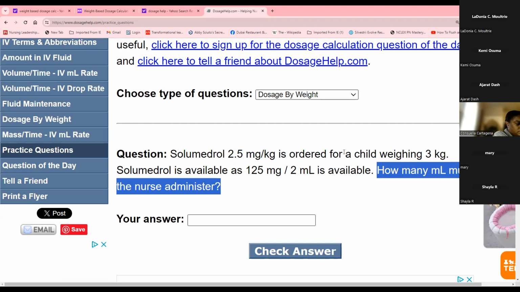If it's in pounds, how are you going to take it to kilograms? You're going to divide or multiply? Divide. Okay. Just want to hear you guys say that. Make sure everybody knows that. All right. So now you should write down the ordered dose, which is 2.5 milligrams per kilogram, the weight, which is 3 kilograms, and then what you have available, which is 125 milligrams per 2 ml. And then we're going to go to the whiteboard.